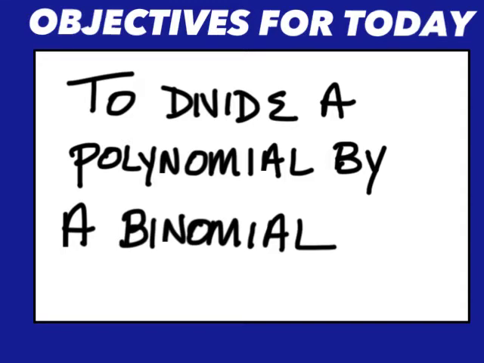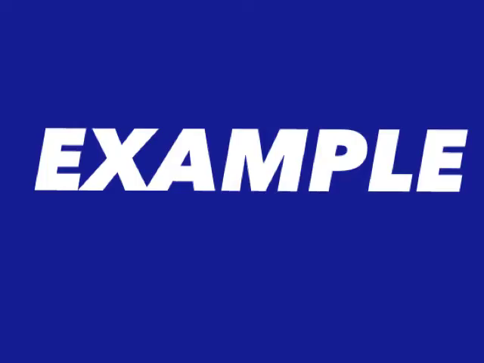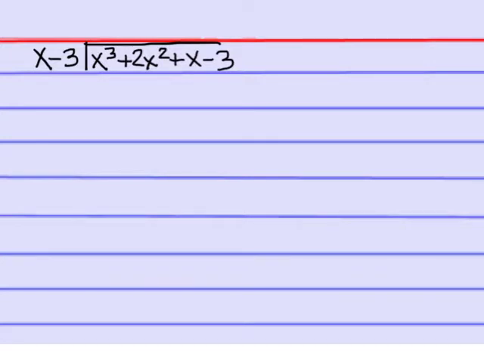To divide a polynomial by a binomial. Example. This is x to the third plus 2x squared plus x minus 3. And you're dividing that by long division by x minus 3. You're dividing this by this.